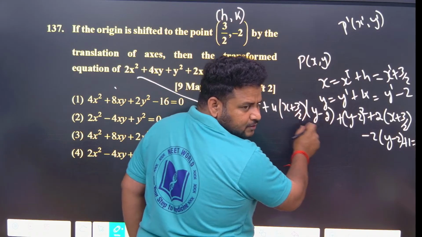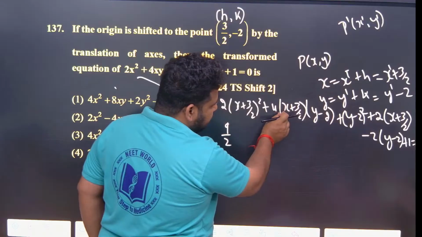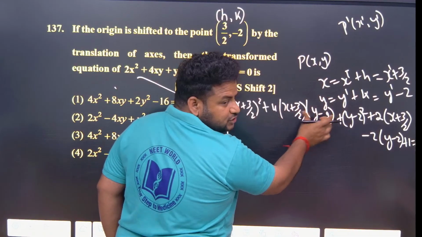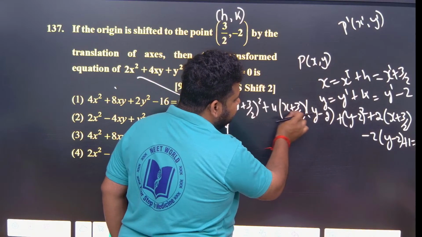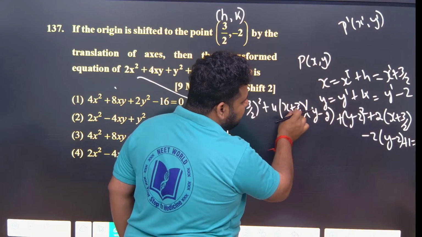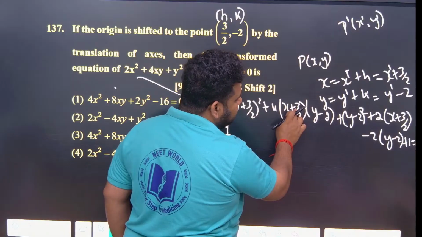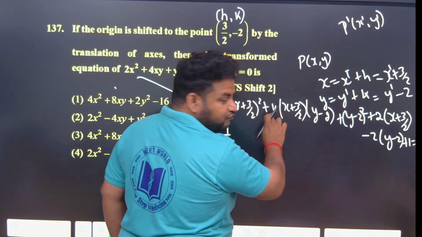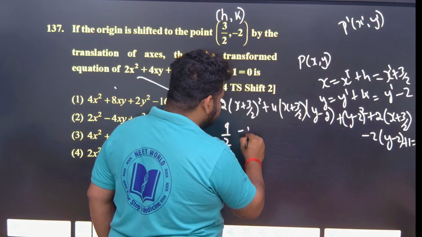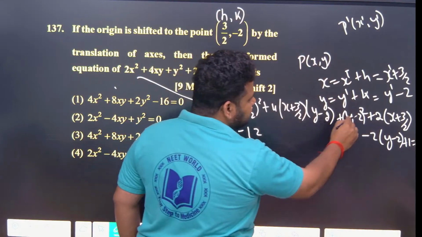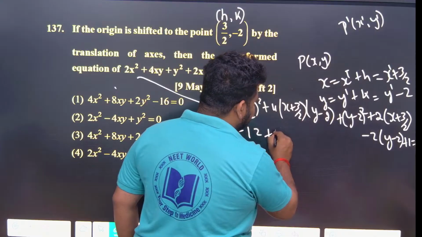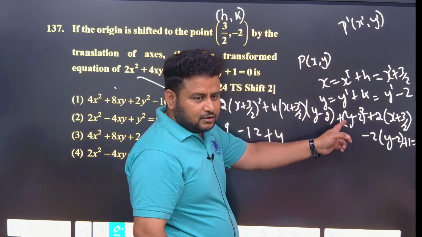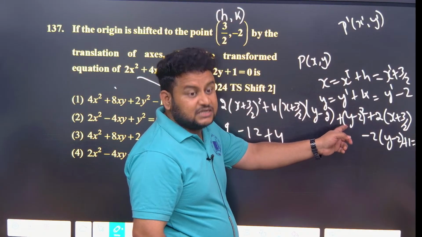Just 3. See here, (x plus 3 by 2) into (y minus 2), if I multiply, what will I get? X into y, x into 2, x, 3 by 2 into y. If I talk about only the constant, this will become what? 3 by 2 into minus 2 is what? Just minus 3. So minus 3 into 4 is what? Minus 12. I am writing just minus 12. Now (y minus 2) whole square, I will get what? Plus 4. Because y square plus 4 minus 4y, correct na?